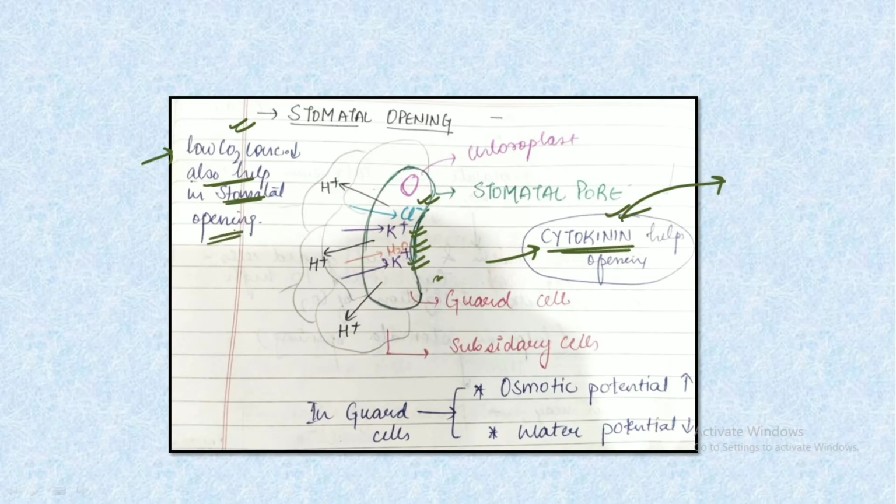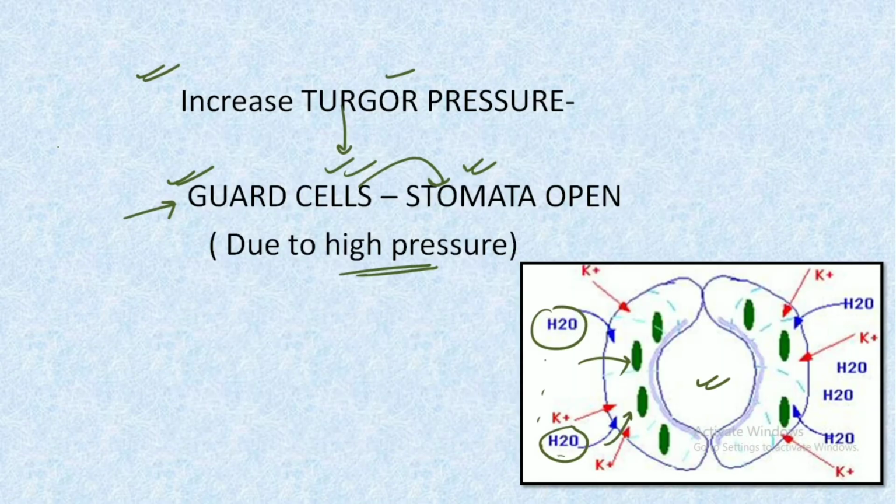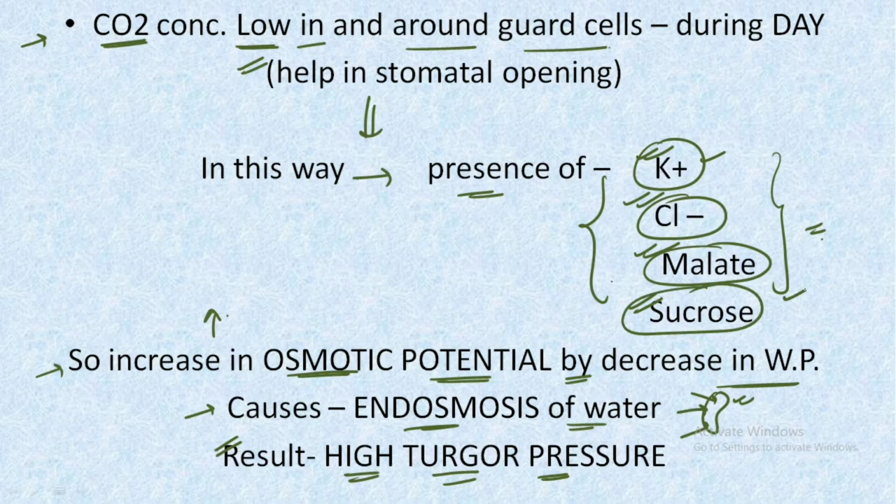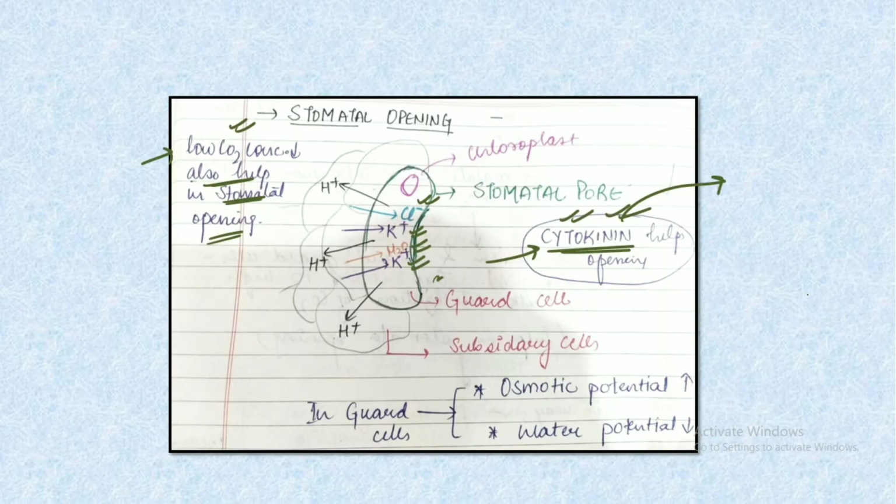Make sure you remember all the important factors that are responsible for the stomatal opening and the stomatal closing. So in stomatal opening, the cytokinin plant hormone is helping, and also a low concentration of carbon dioxide is helping, and along with that the presence of K plus, Cl minus, malate and sucrose inside the guard cells is also helping in the mechanism of the stomatal opening. So this is all about the stomatal opening that we need to keep in mind.